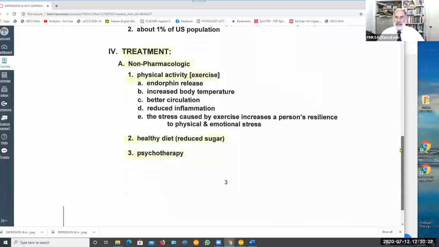Another factor that can be beneficial when one's depressed is eating healthy and reducing one's sugar intake. And a third approach, of course, is psychotherapy or counseling.